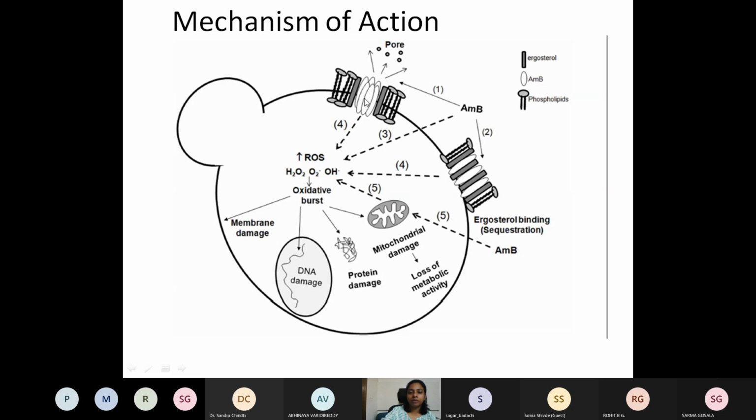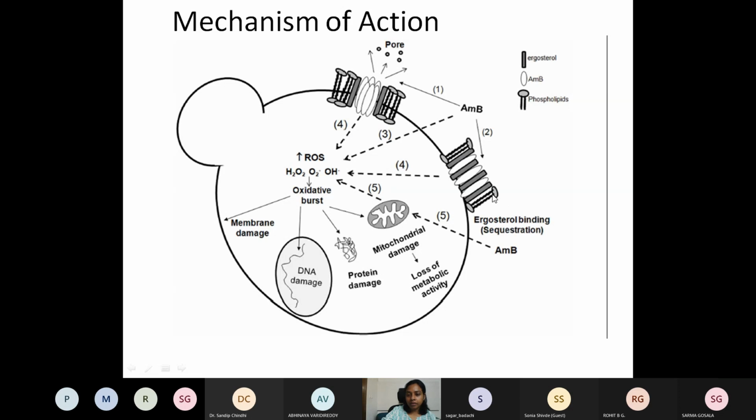When it binds to the ergosterol, it disrupts the lipid layer of the fungus in the cell wall. Once it disrupts, it also forms pores. This is called the surface adsorption model. Through these pores, there's a loss of cations, anions, sodium, potassium, along with loss of water molecules. This loss disrupts the entire cell. Once this is disrupted, it leads to apoptosis and cell death.